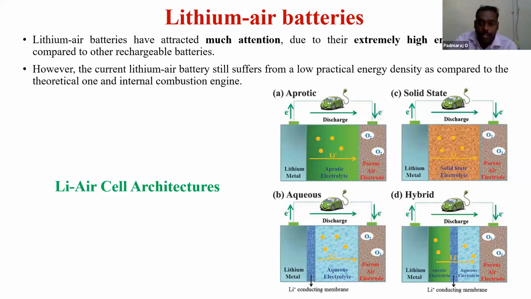Okay, that is organic liquid electrolyte. Lithium metal, porous air electrode, organic. That is coming under the aprotic. What is aqueous? By replacing the aprotic, we are using aqueous electrolyte. While we are using the aqueous, what will happen here? One protecting layer will be there over the lithium metal.